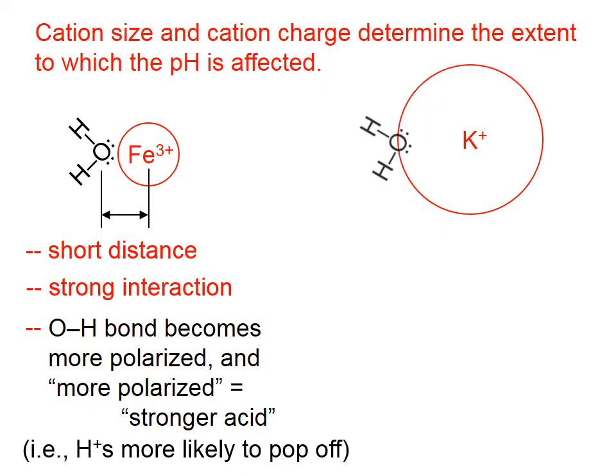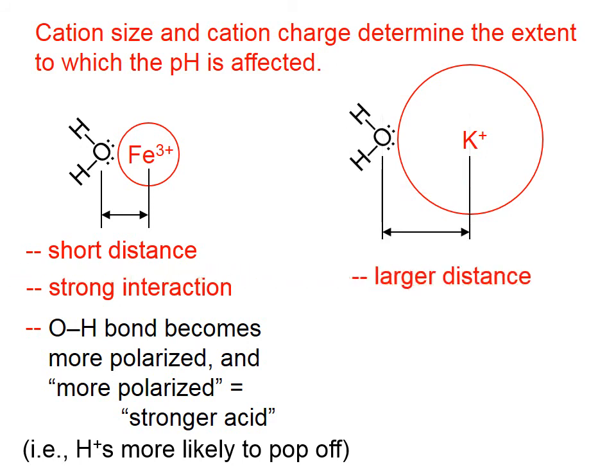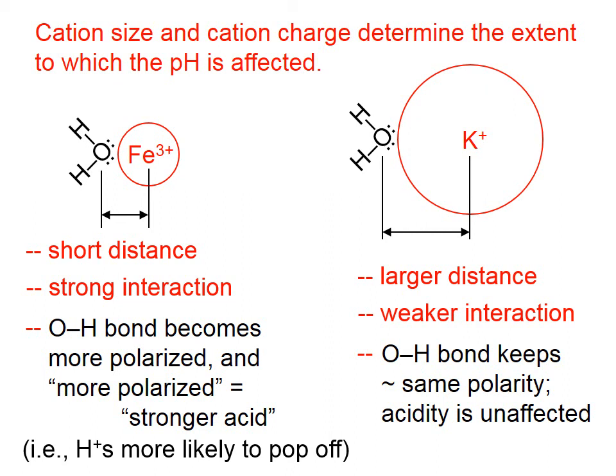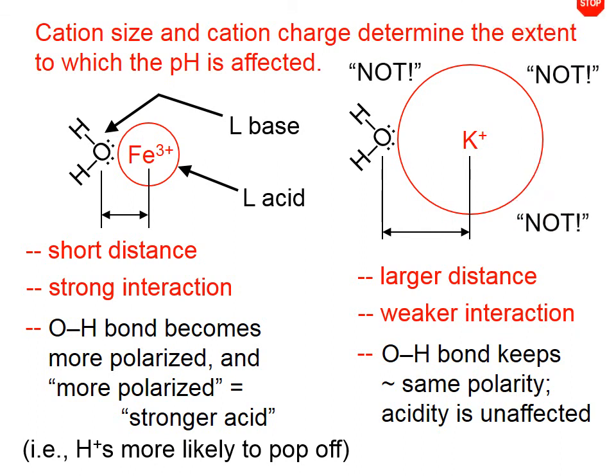For the potassium ion, if a water molecule comes nearby, there's a much larger distance between the centers of charge there, and because of that there is a weaker interaction. The OH bond in the water molecule keeps roughly the same polarity, and the acidity is unaffected. On the left we have water acting as a Lewis base, providing electron pairs. We have the iron 3 ion acting as a Lewis acid, and on the right we have not acting as a Lewis anything.